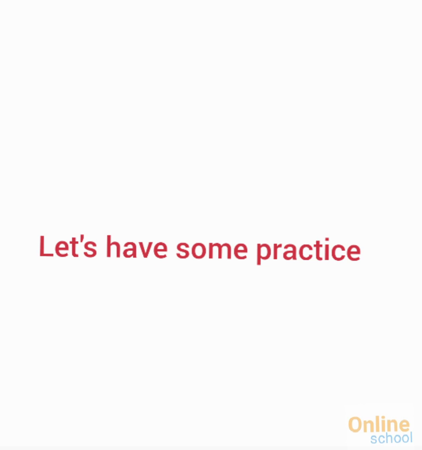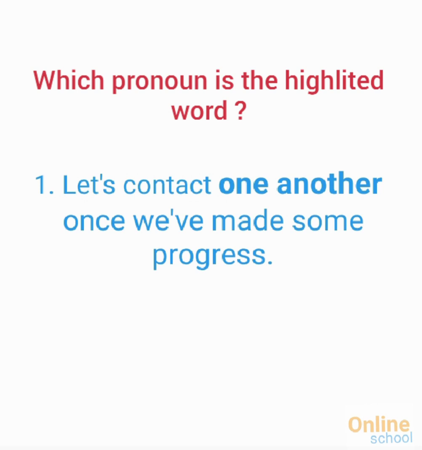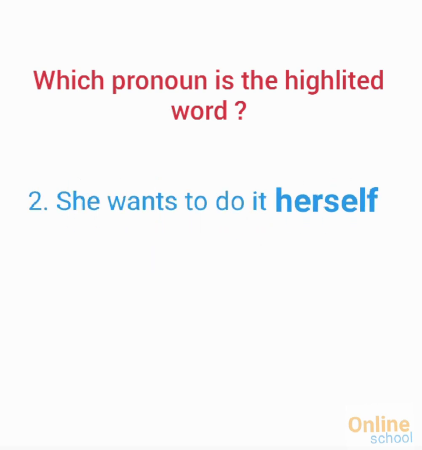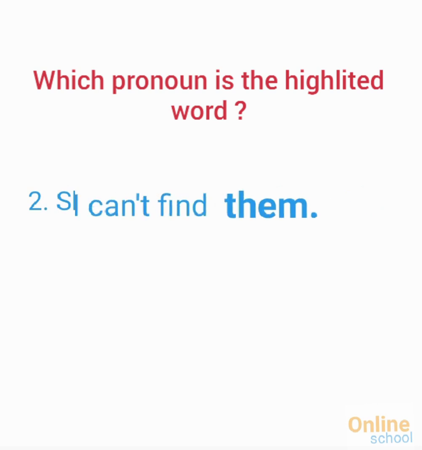Now, let us have some practice. In each sentence, there will be a highlighted pronoun. Try to identify which pronoun that is. In sentence number 1, let's contact one another once we have made some progress. You tell which pronoun is one another in the comment box. In sentence number 2, she wants to do it herself. Try to tell which pronoun is herself.